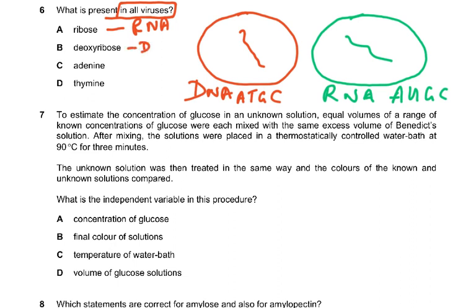Deoxyribose would only be in those viruses which have DNA. But adenine would be present in both. You see, adenine is present here and adenine is present here. Thymine would only be present here in the DNA virus. So there are two types of viruses. And if you've done A2, you know, of course, they're single-stranded and double-stranded. There's single-stranded DNA and double-stranded DNA, and single-stranded RNA and double-stranded RNA, which we've never seen in any other organism.